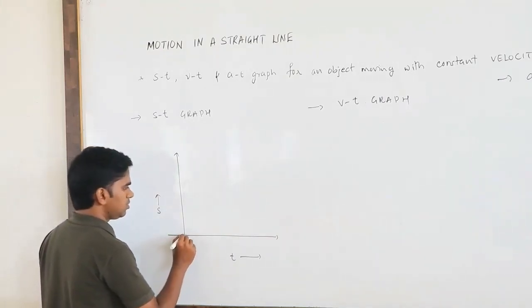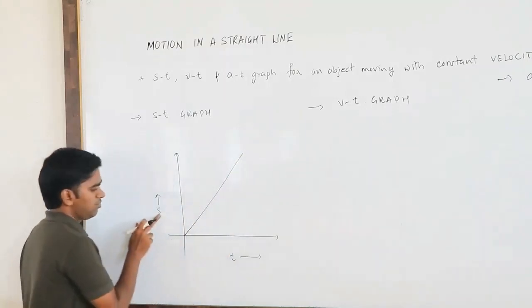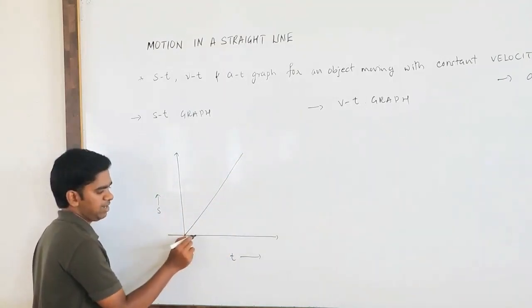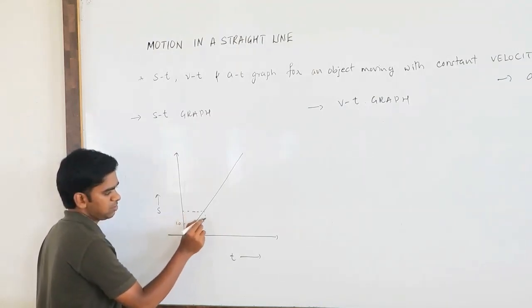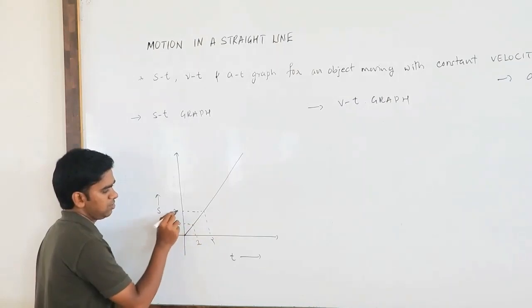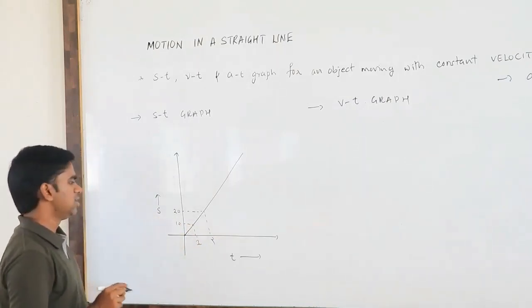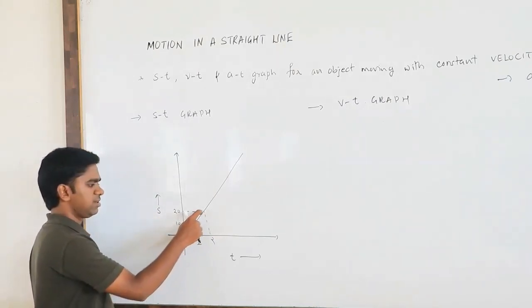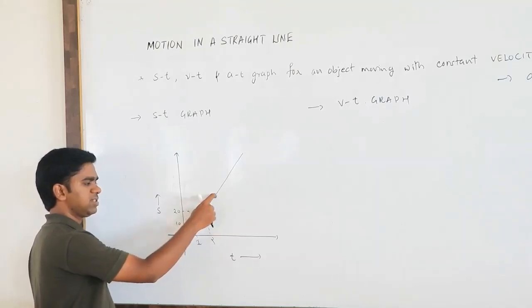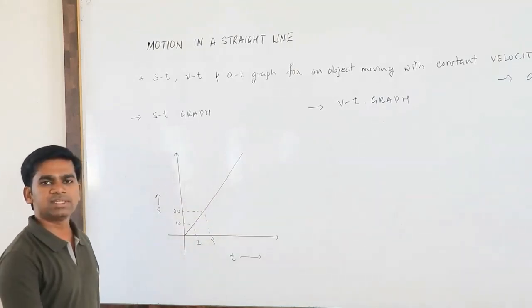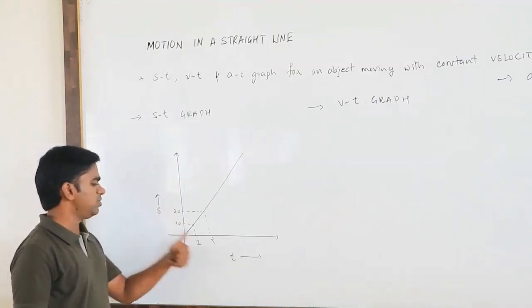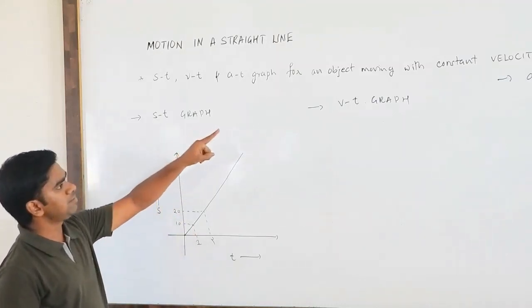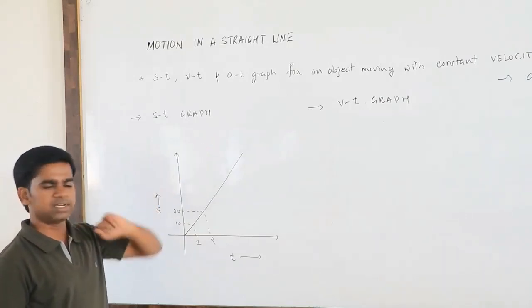So this is the graph, graph of position time. When time is 1 second, if this is going to be say 10, then when time is 2 seconds, this is going to be say 20. Here also it has traveled 10 meter, here also it has traveled 10 meter, again next it will travel 10 meter. So it is traveling equal distance in equal interval of time. This is the position time graph for an object moving with constant velocity.